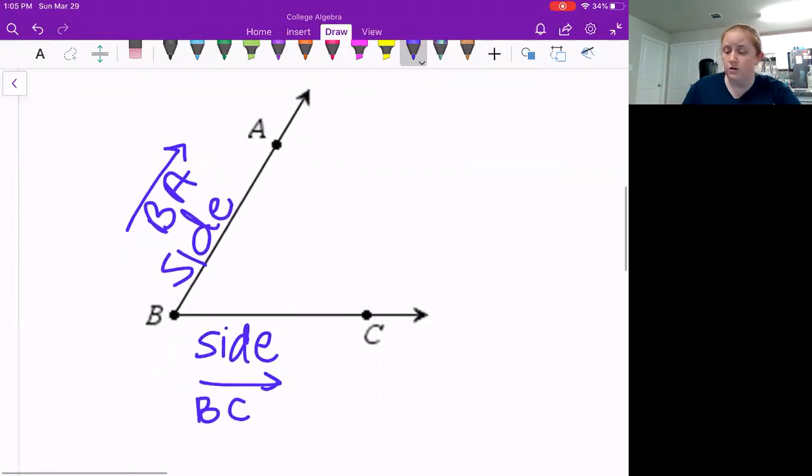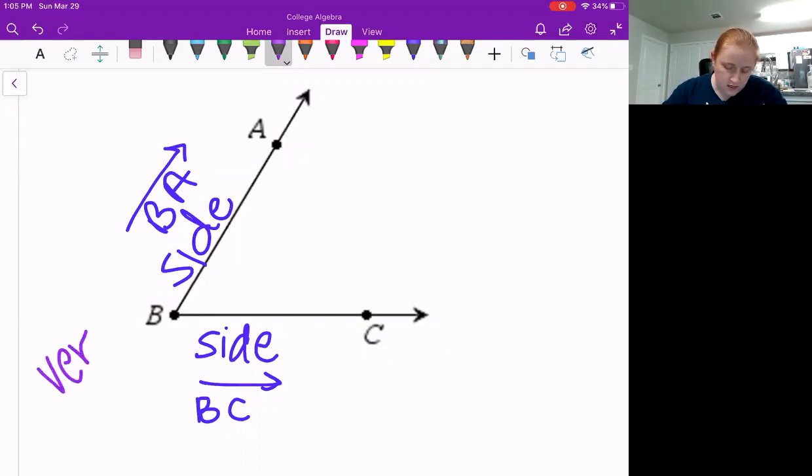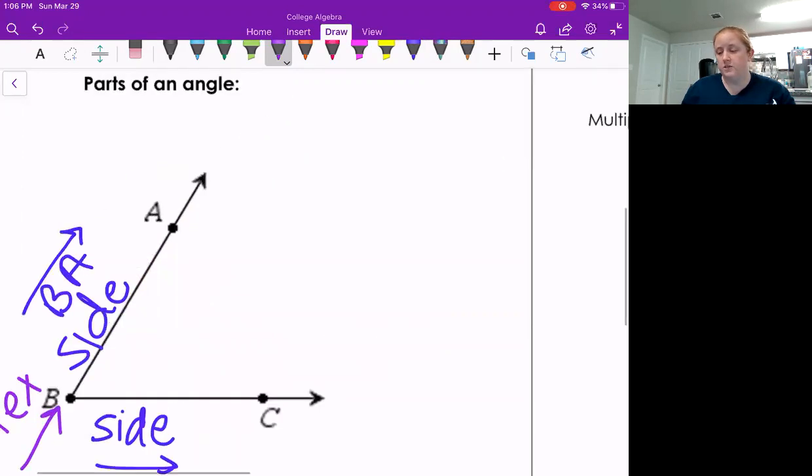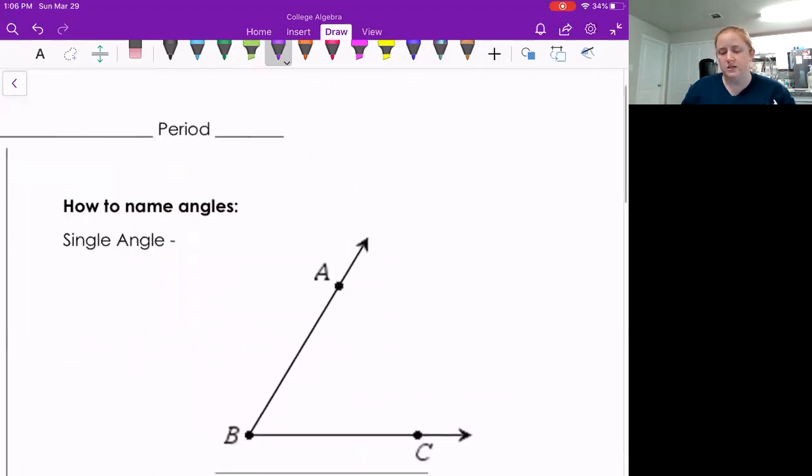The other big thing that we're going to be looking at for your angles is the vertex point of every angle. And that is where those two rays are coming together. That's that common endpoint that they share. And that's what makes the vertex of every angle. So in this case, point B is our vertex. So now we're going to take these parts and use that to actually name.